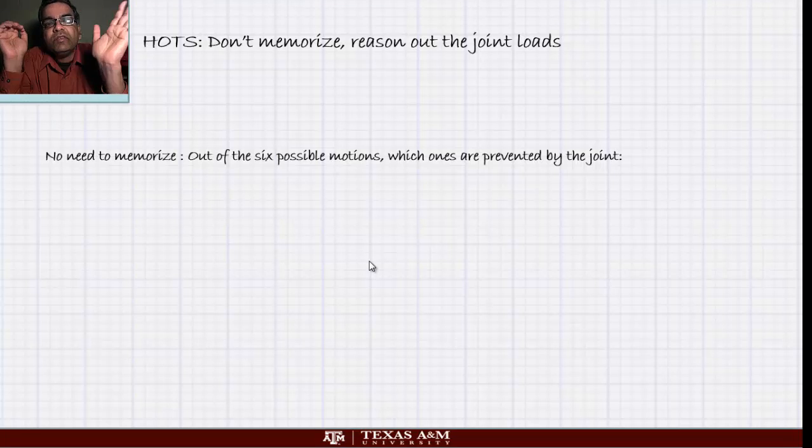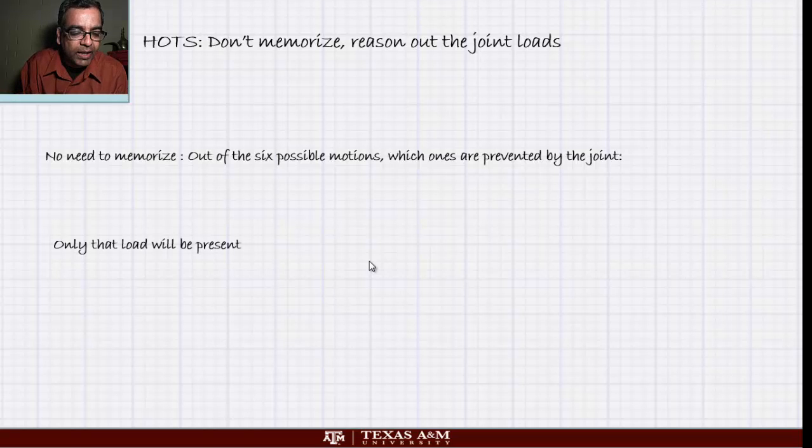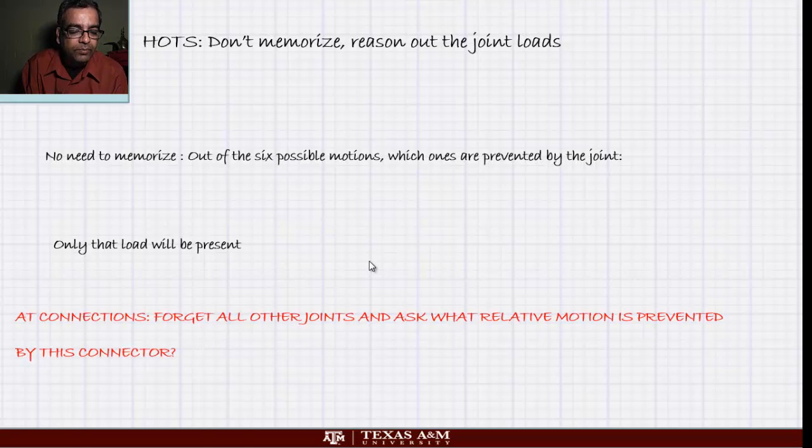Depending upon which of these 6 are prevented, there will be a corresponding force or moment. That's the whole idea. So you've got to look through and say, is it preventing surging? Is it preventing swaying? What is it preventing? Only that load which will prevent stuff from happening will be present. That's how it works. At connections, forget all the other joints and ask what relative motion is prevented by this connection. That's what decides the force.